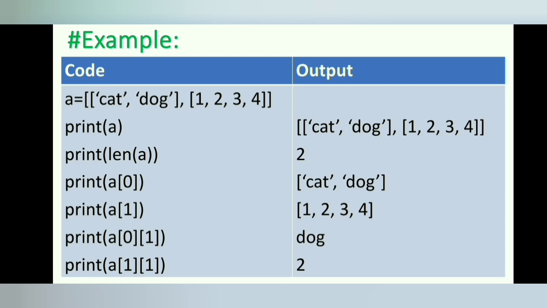Similarly, print a[1][1] will return the value 2. In this case, the computer will go to the element at position 1, which is a list of 4 items, 1, 2, 3, 4. And then from that, it will access the element at position 1. So the output will be 2. In case of 2 indices, the computer will first go to the position specified at index 1 and extract the value. We get the intermediate result. Then from that intermediate result, the computer will return the value specified at index 2.